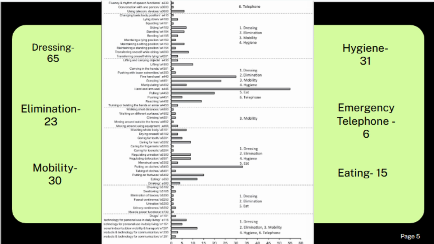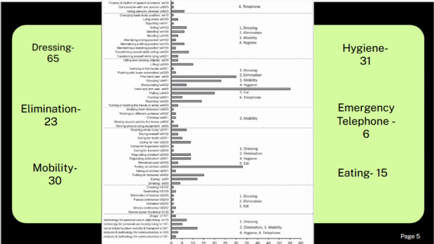This breaks down the domains and behaviors. The domain of dressing has about 65 behaviors, elimination has 23, mobility has 30, hygiene has 31, emergency telephone has 6, and eating has 15.